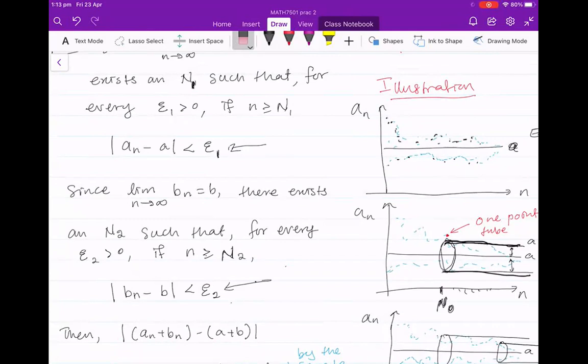Now somehow we need to show that a_n plus b_n minus (a plus b) is less than epsilon. How would you do that? Using these two facts. Okay, let's say using 1 and 2. How would you use that?